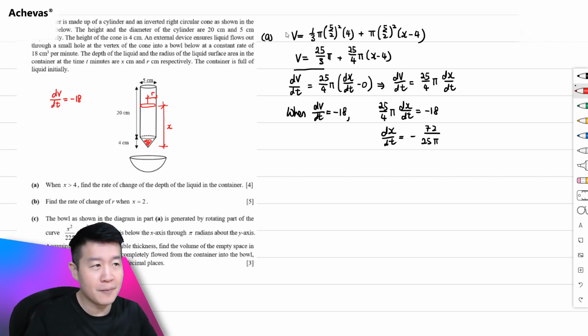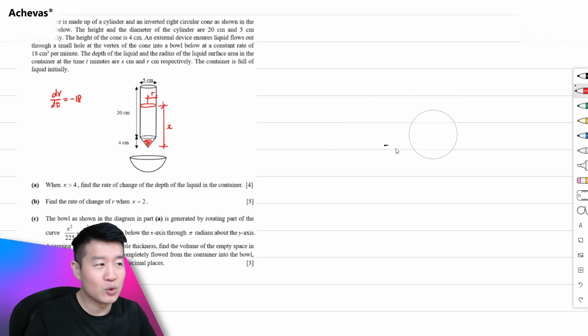So for part B, we are going to redo the entire scenario by focusing on just the cone. If I were to focus on just the cone, hang on, let me draw it a little bit better. If I were to focus on just the cone, we are looking at it as something like this.